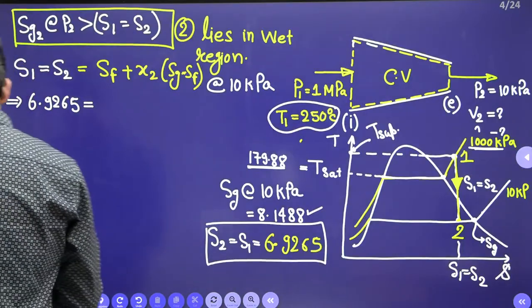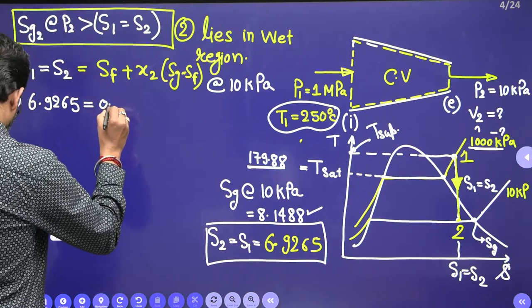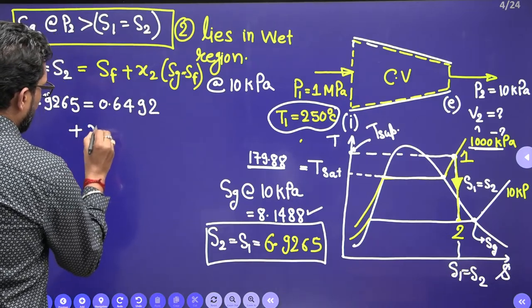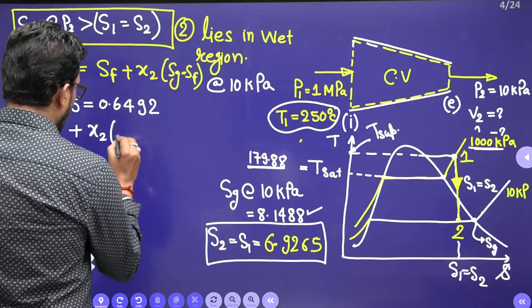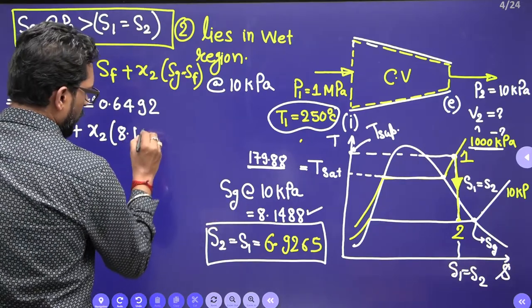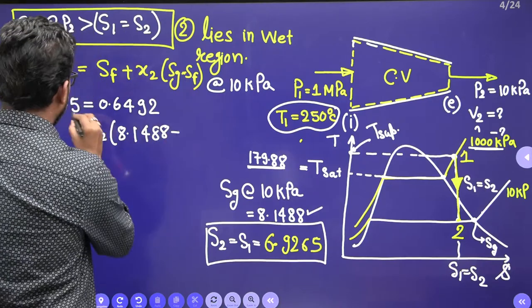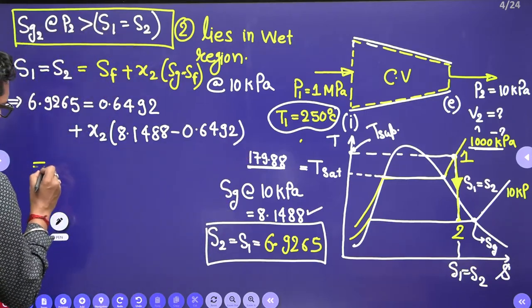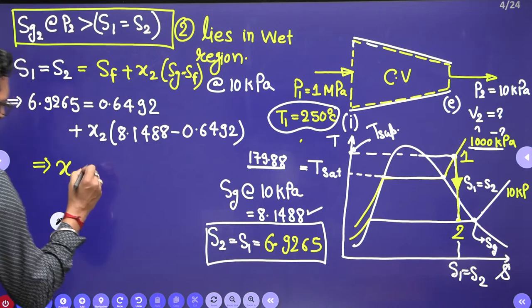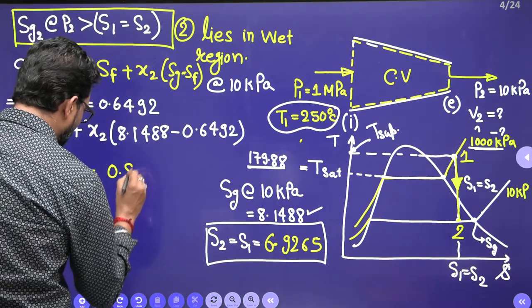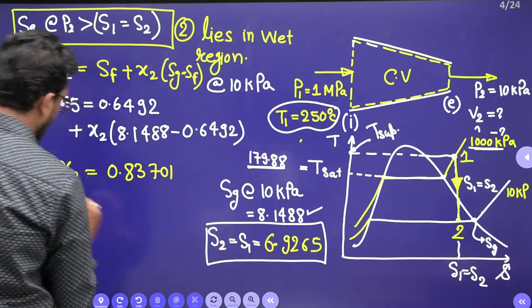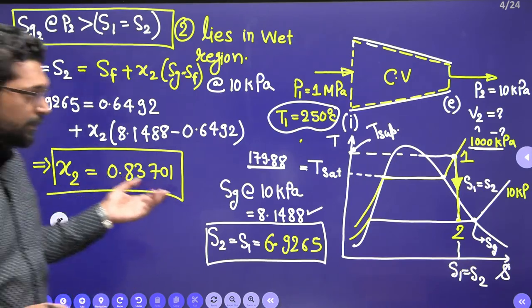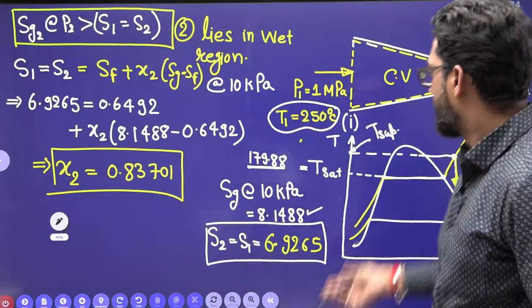So we have the data. This is 0.6492 plus X2 times (what is SG? 8.1488 minus SF, 0.6492). So from here, we can easily calculate the X2 value. If you calculate, what is the X2 value? 0.83701. This is your dryness fraction after the expansion. That means if it expands, it will decrease.